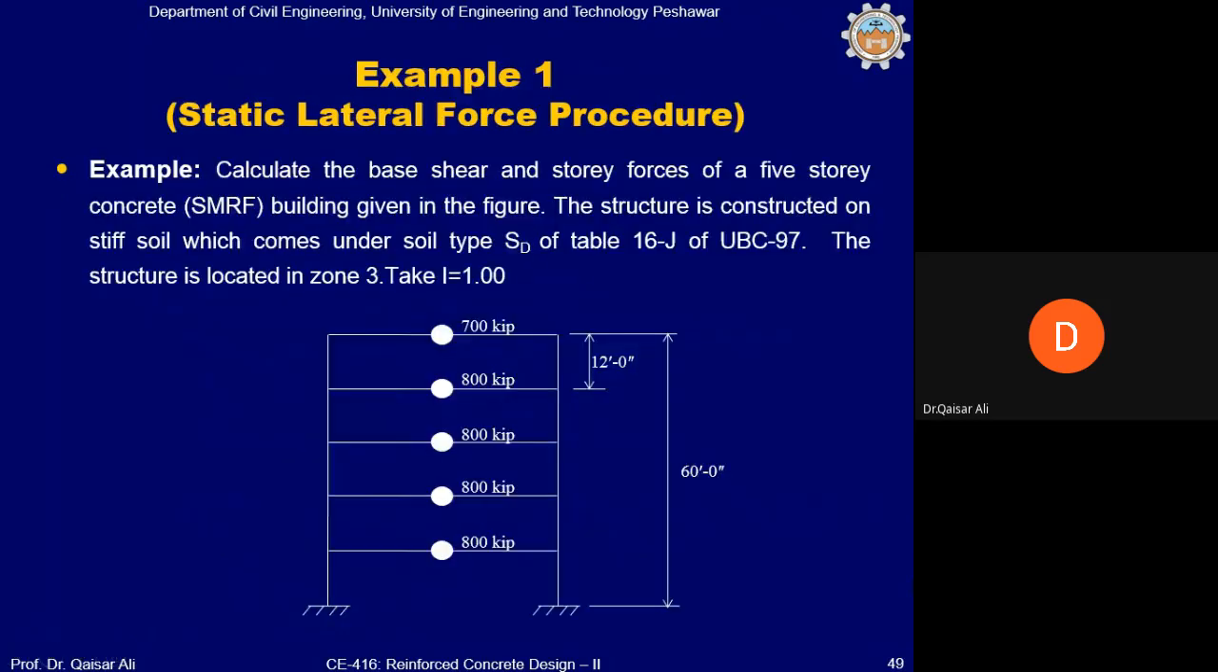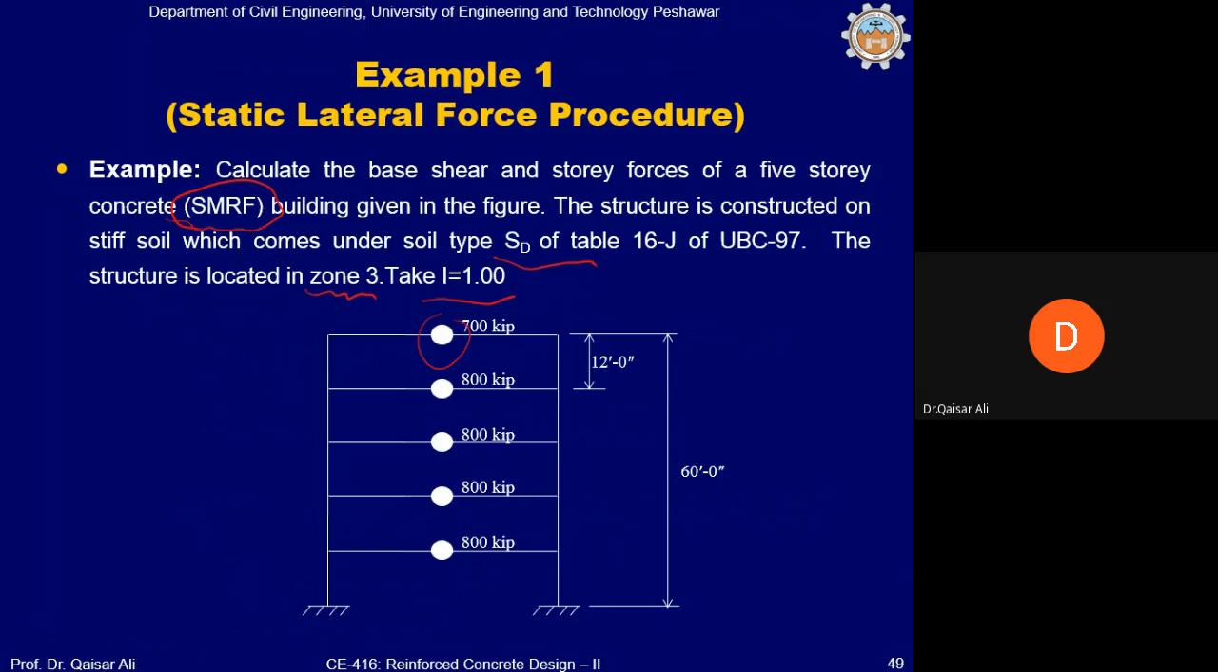Okay, let's now demonstrate this using this example. Here is an example. We have to calculate the base shear and story forces of a 5-story concrete frame building given in the figure. The structure is constructed on stiff soil, which comes under soil type SD of table 16 of UBC 97, and the structure is located in zone 3. So all the data is given. It is zone 3. I factor is 1. Soil type is D, and loads, masses or weights of the structure are given, and it is SMRF type of structure. You will learn this SMRF, but anyway, it is given in this.